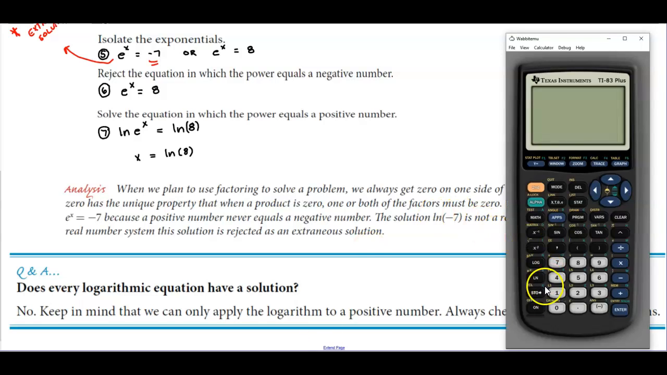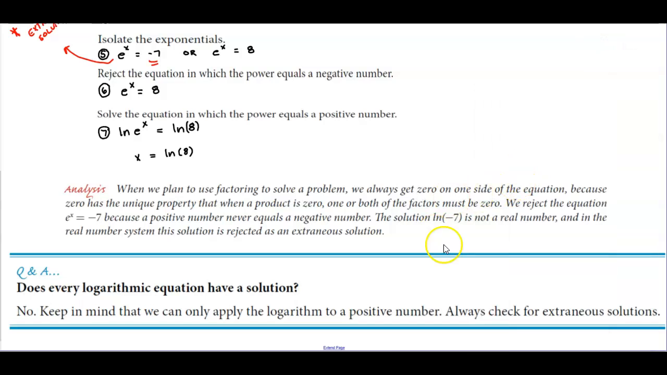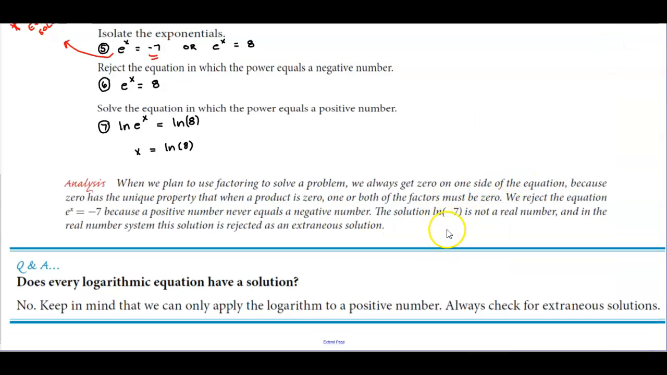Let's take a look at what that looks like on the calculator. If we put in the natural log of negative 7, you will see that it's an error, non-real number. So that provides the information for that part. Now, does every logarithmic equation have a solution? Well, no. Keep in mind that we can only apply the logarithm to a positive number. So you always check for extraneous solutions.